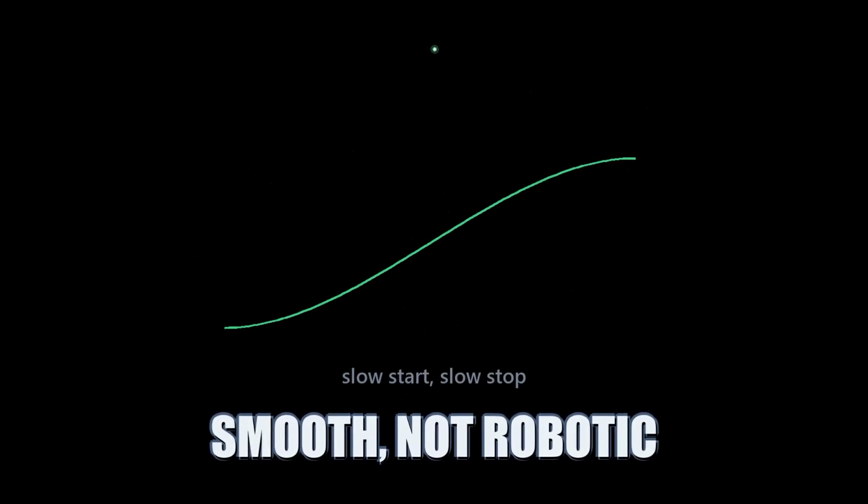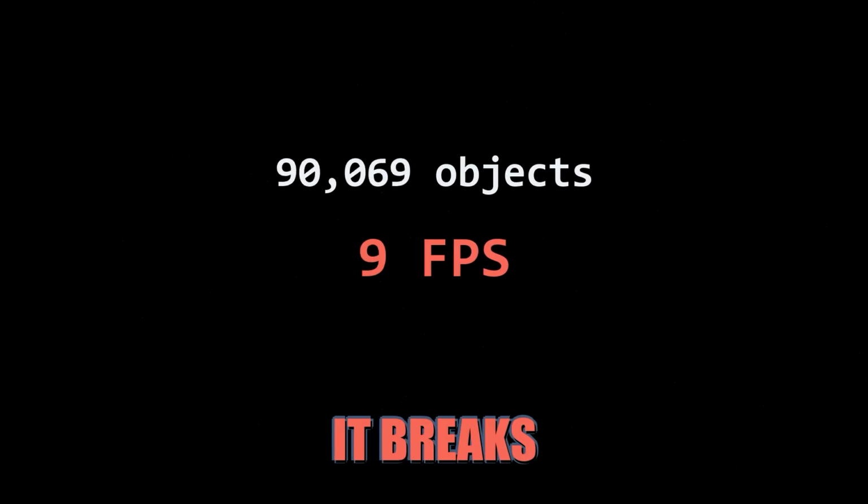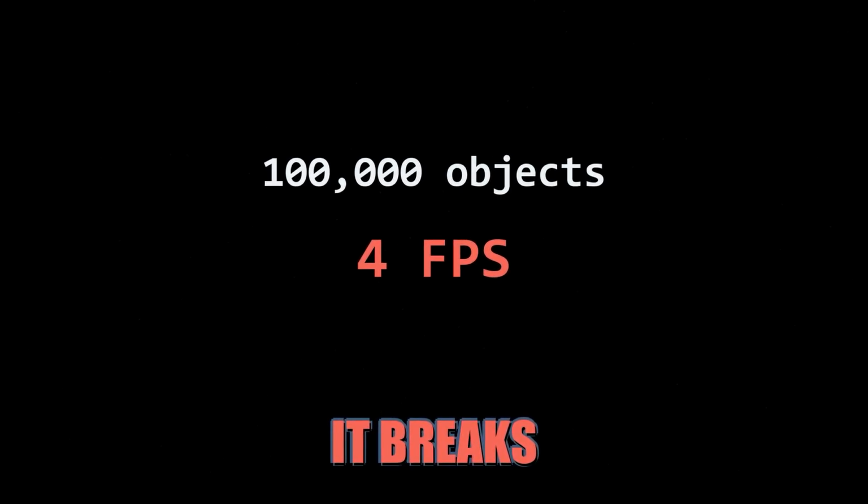Nothing kills the cinematic feel faster than a camera that moves like a robot. Now it gets serious. I wanted hundreds of thousands of stars, but every star was still its own separate object. Multiply that by 100,000, and Blender simply dies. So I rebuilt the whole thing. Instead of 100,000 objects, I made one. A single object. Every star is just a point inside it.